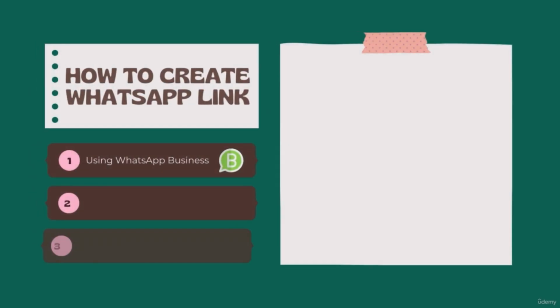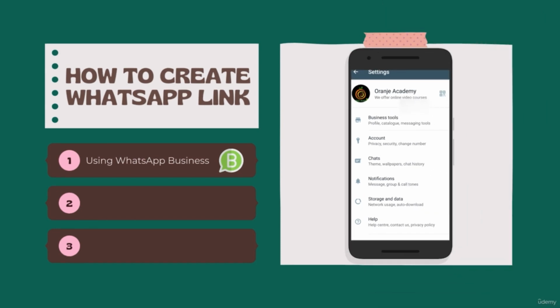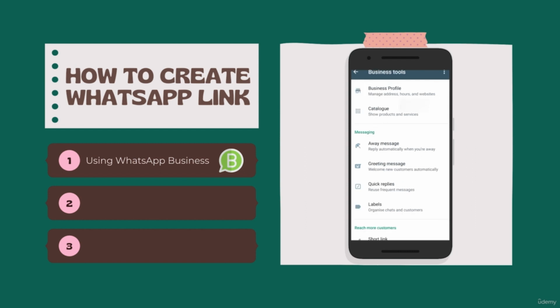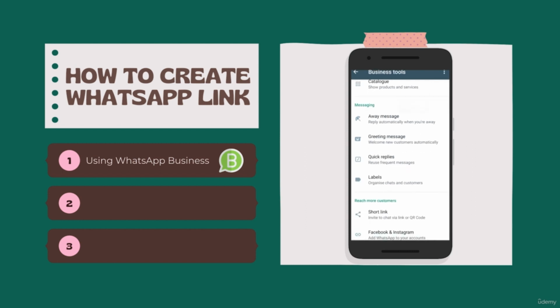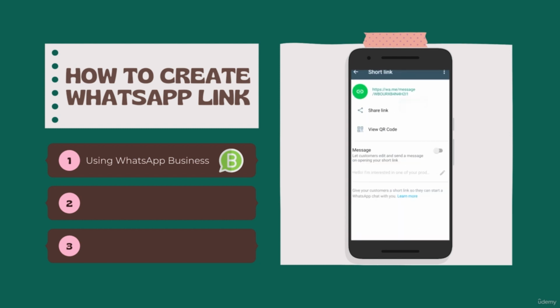Using your WhatsApp Business to create a WhatsApp link is very easy. It's an easy process. All you have to do is go to your WhatsApp profile, click on business tools, then you scroll down to the reach more customers section and you see your short link, an option for you to click on. So you click on the short link, and this short link is your WhatsApp link.